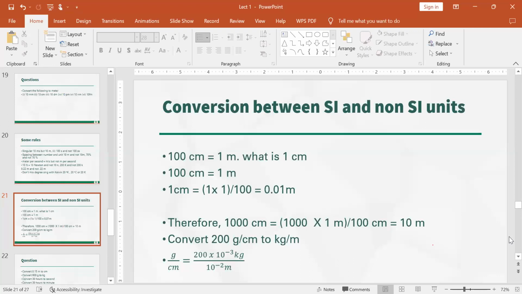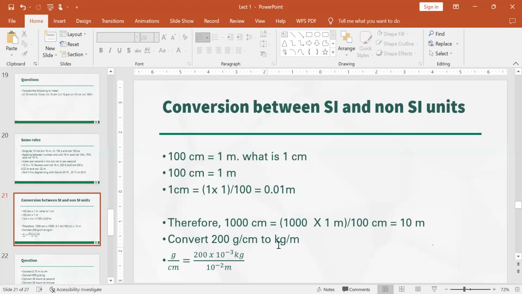Conversion between SI and non-SI unit. How do you carry out the conversion? 100 centimeters is equal to 1 meter. What is 1 centimeter? 1 centimeter will be 1 times 1 over 100. That is equal to 0.01 meter. Therefore, 1,000 centimeters will be equal to 10 meters.